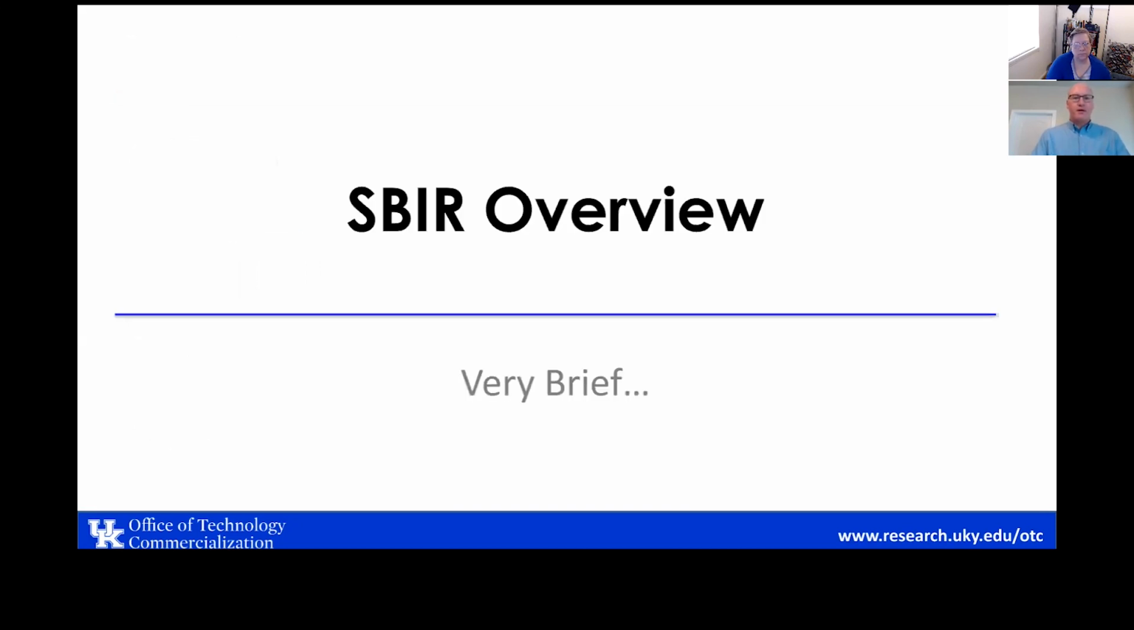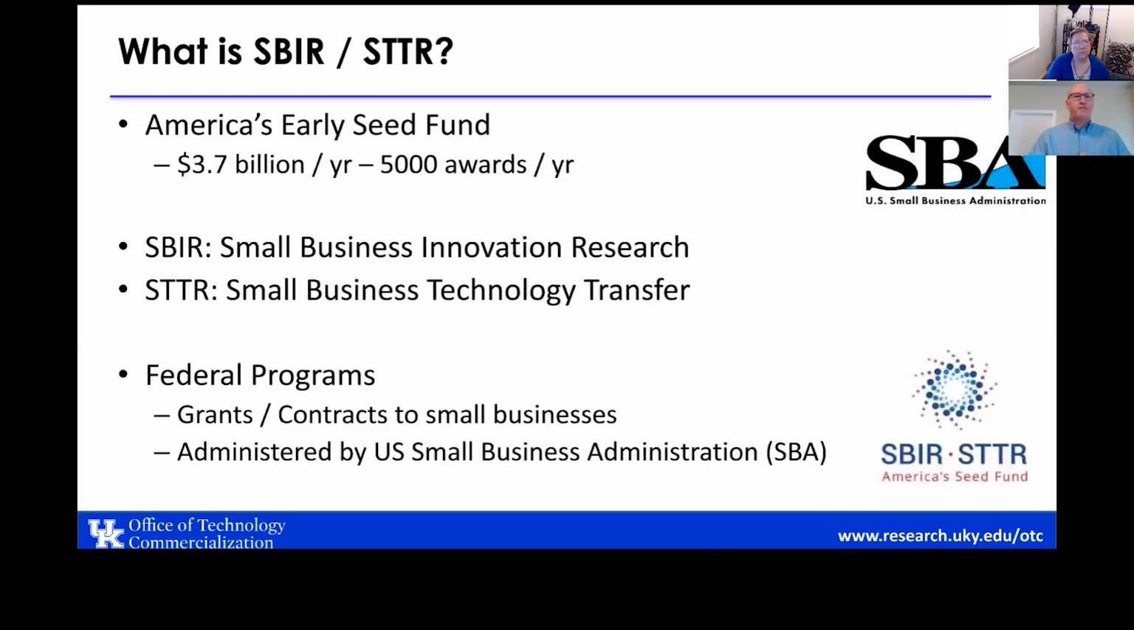So again, very brief. What is SBIR, STTR? Well, it is a very large federal program that provides early stage seed investments into high-tech, high technological risk startups and small businesses. It's a $3.7 billion per year program. It makes about 5,000 awards per year. So it's a very large federal program, which has a significant impact.